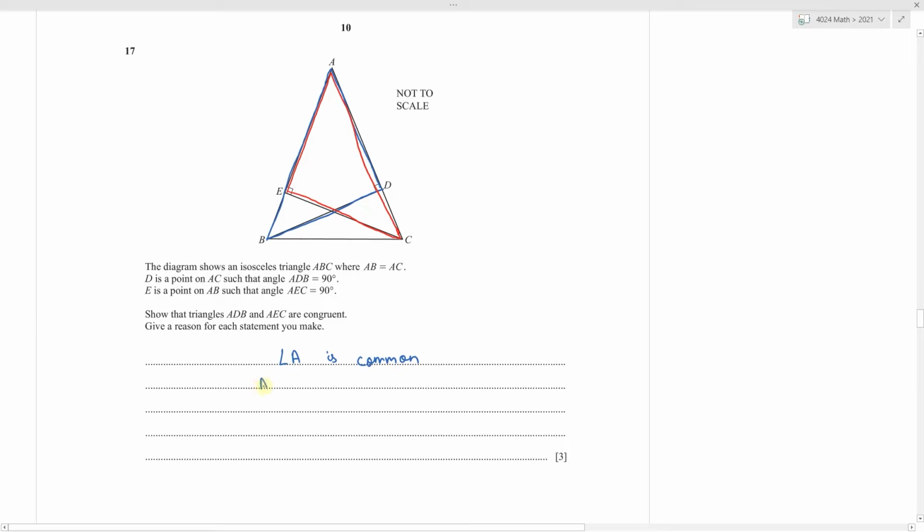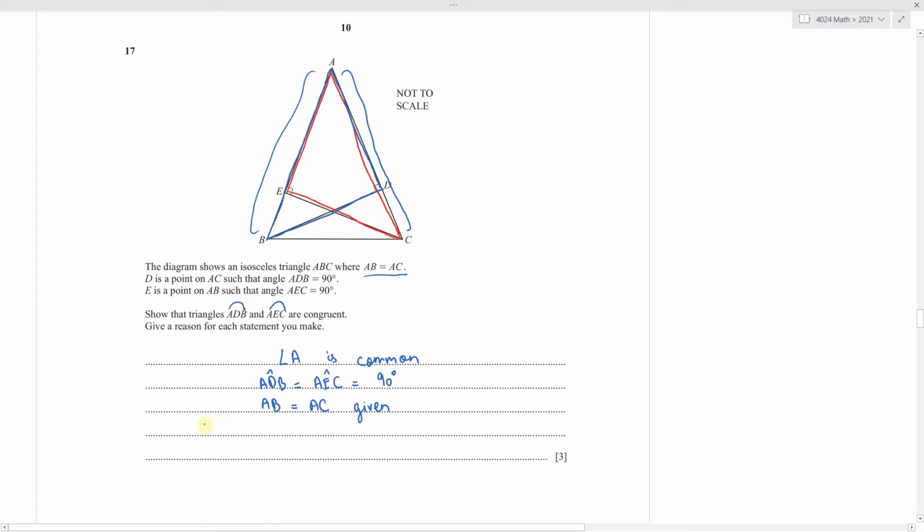So angle ADB equals angle AEC, which equals 90 degrees. And then you're also given that the length AB equals AC. So this length AB and this length AC, which are the corresponding lengths between triangle ADB and AEC. So length AB equals length AC, which is also given.